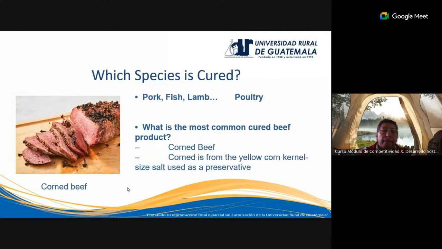Which species is cured? We can cure pork meat, fish, lamb, or poultry. And what is the most common cured beef product? The most common beef product is corned beef. To your left, you can see an example of corned beef.